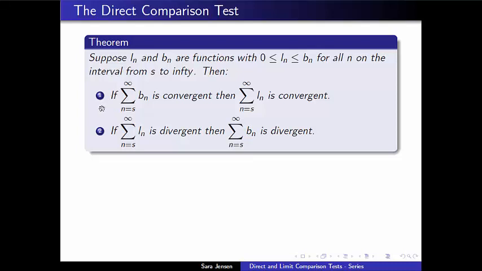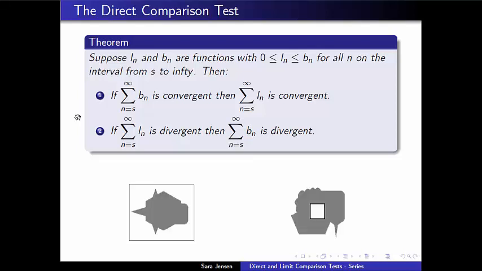What the direct comparison test is doing for us is giving a formality to something that we saw before with some pictures. In the first situation, imagine that we're adding up the bigger numbers and we're getting a finite value when we do that. We're getting a convergent series. Then certainly, if I add up the littler values, I should still be getting a finite value, and therefore this series should also be convergent.